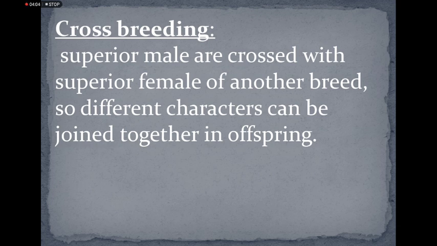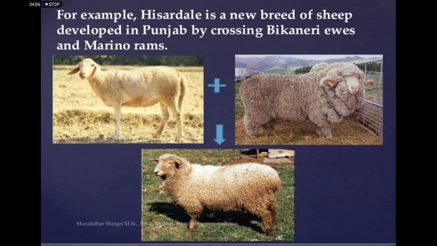In the NCERT text, there is an example. Hisardale is a new breed of sheep. This Hisardale is produced by crossing two different breeds, Bikaneri Ewes and Merino Rams. In this picture, the first two are Bikaneri Ewes and Merino Rams. These two are from different breeds, and we obtain a new breed, that is the offspring. These offspring have the characters of both their parents.